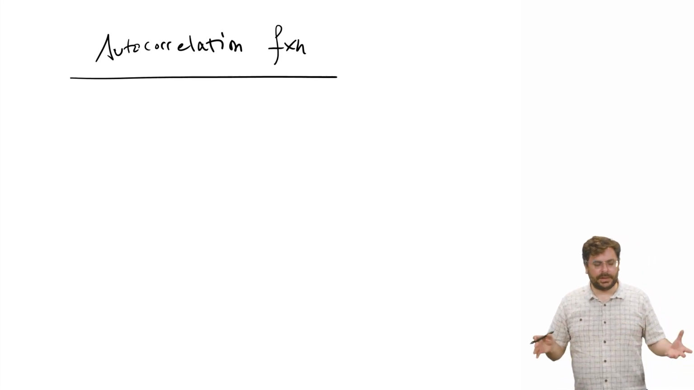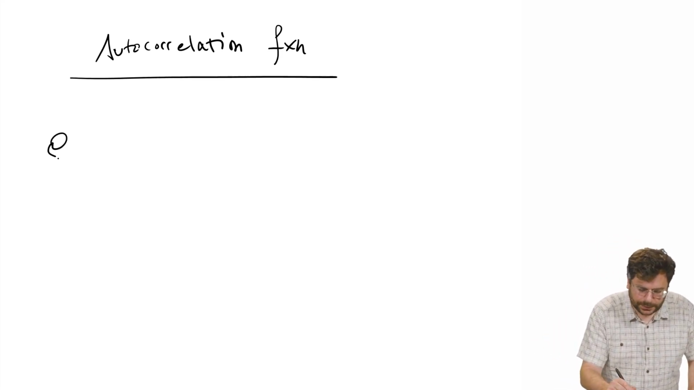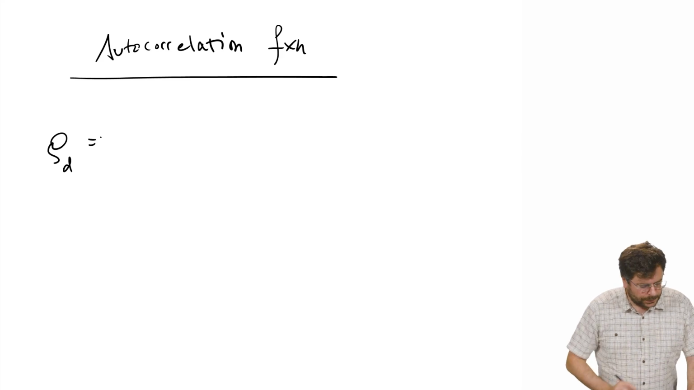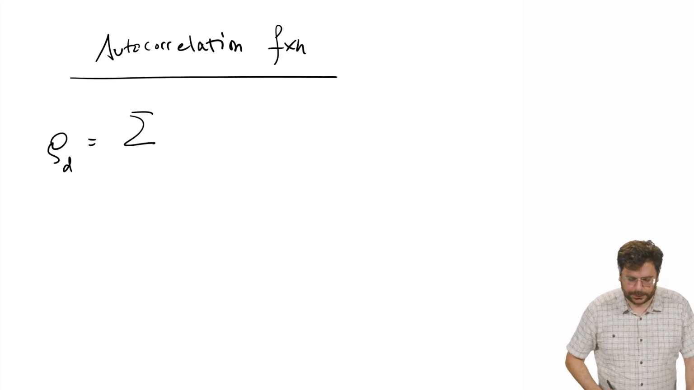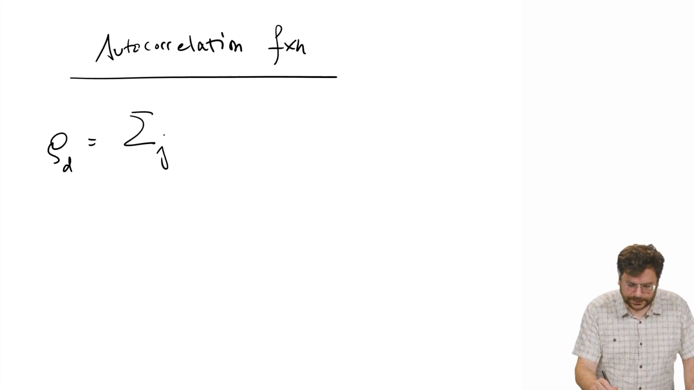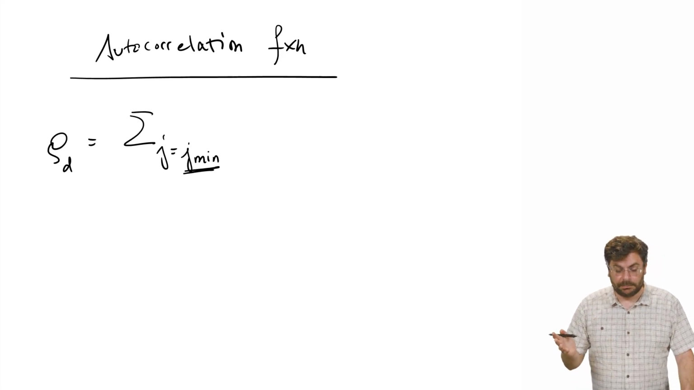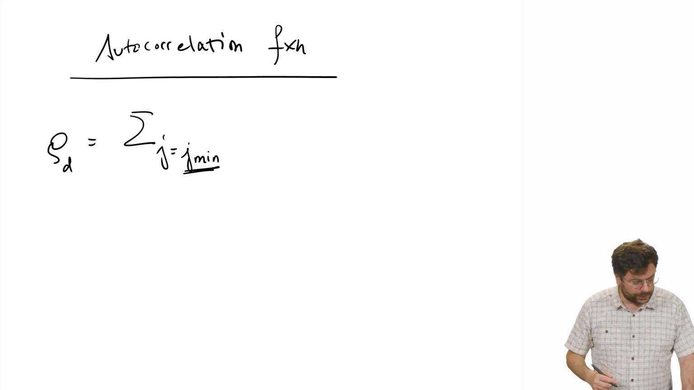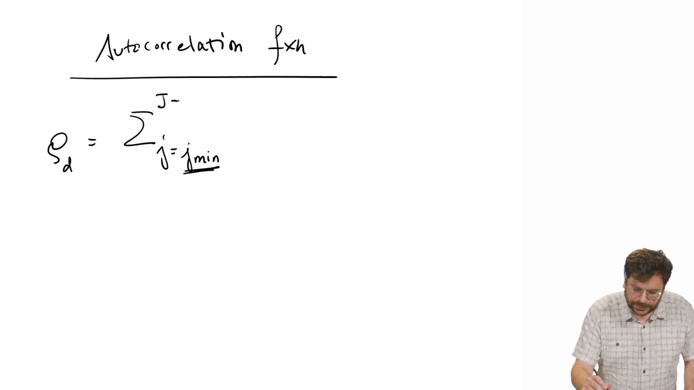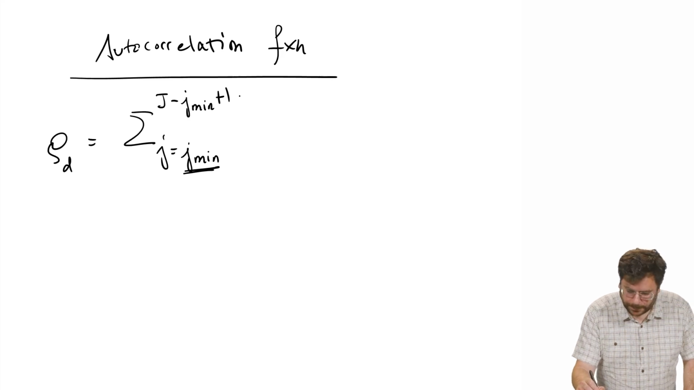And let's go ahead and write down its definition and see what we have. So we start from some j equal to j-min. J-min is the region that starts after the end of burn-in. And we go all the way up to J minus j-min plus 1 minus d. Let me go ahead and write it out.